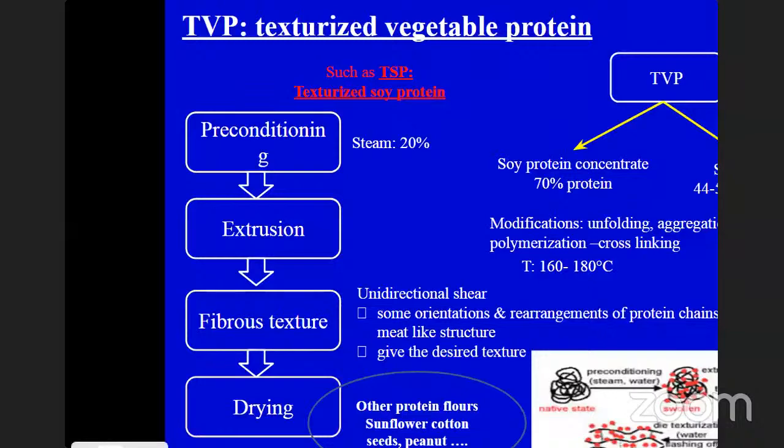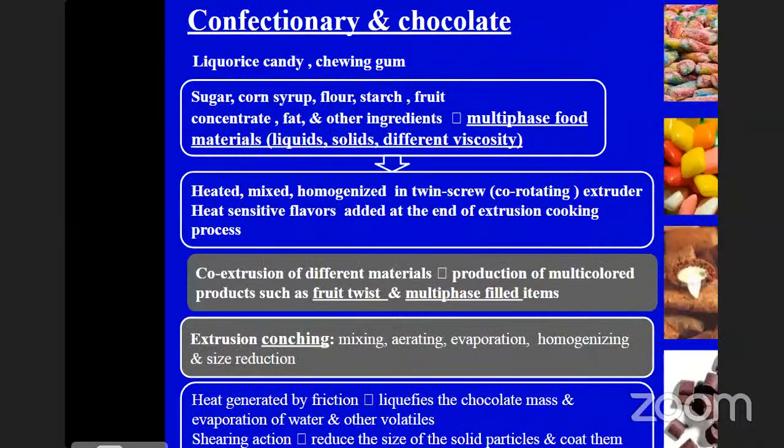Let's now see what about the confectionery products. Licorice candy and chewing gum can also be produced by extrusion cooking from mixing and heating of sugar, corn syrup, flour, starch, fruit concentrate, and other ingredients, which are multi-phase food materials. And co-extrusion can also be used to produce multicolored products such as fruit twist and multi-phase filled products.